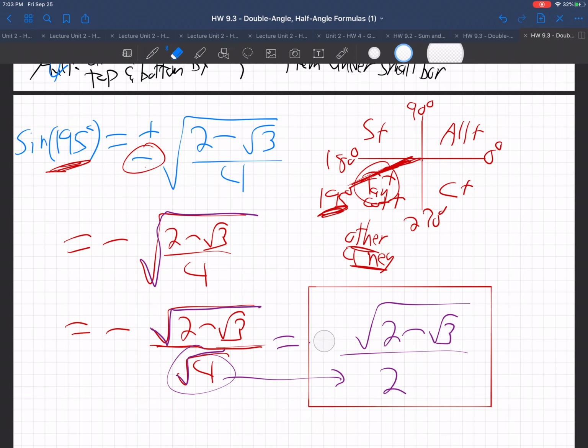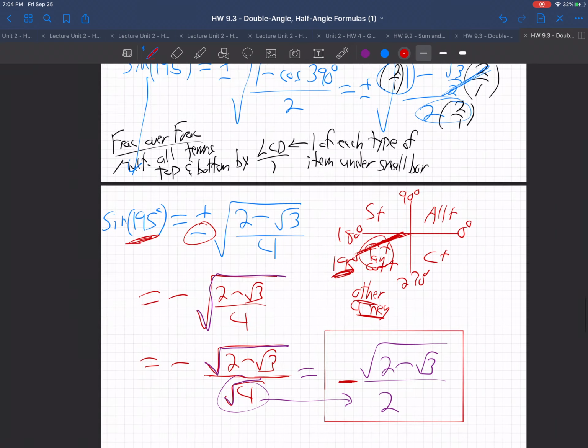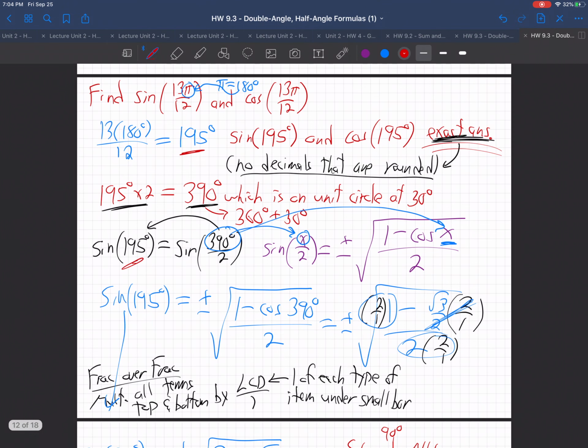And this minus sign, you should be clear, is in the middle front. It's not on the top or the bottom. So there's the sine of 195 degrees, exact value, no decimals rounded. We got it off the unit circle, but we did it with a trick. 195 wasn't there, so we doubled it, got 390, and used the half angle formula. 195 is half of 390.